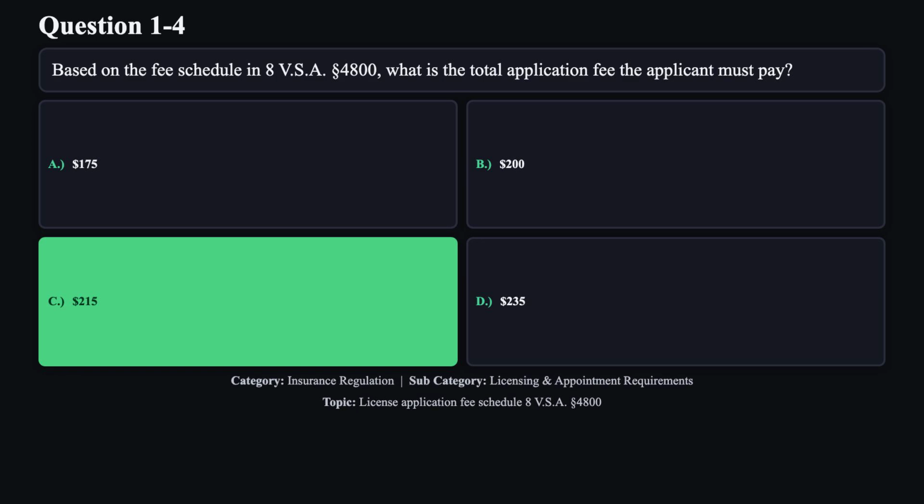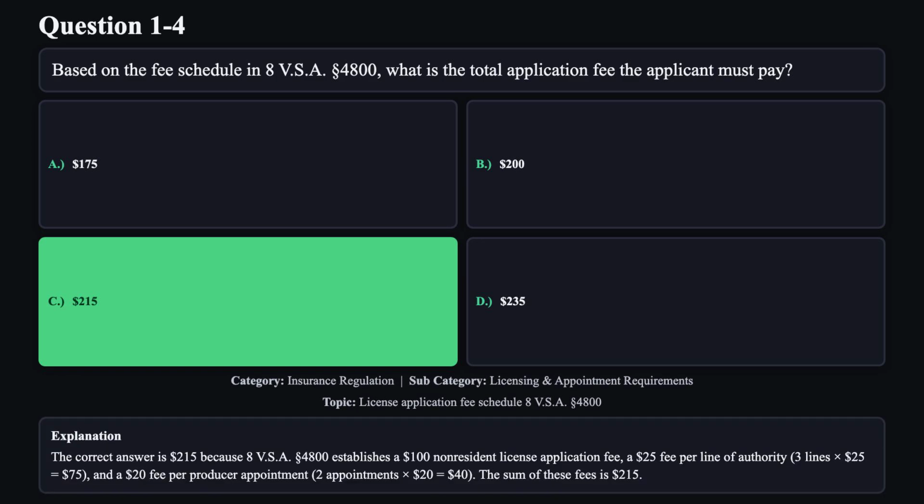The correct answer is C. The correct answer is $215 because 8 VSA Section 4800 establishes a $100 non-resident license application fee, a $25 fee per line of authority, 3 lines multiplied by $25 equals $75, and a $20 fee per producer appointment. 2 appointments multiplied by $20 equals $40. The sum of these fees is $215.